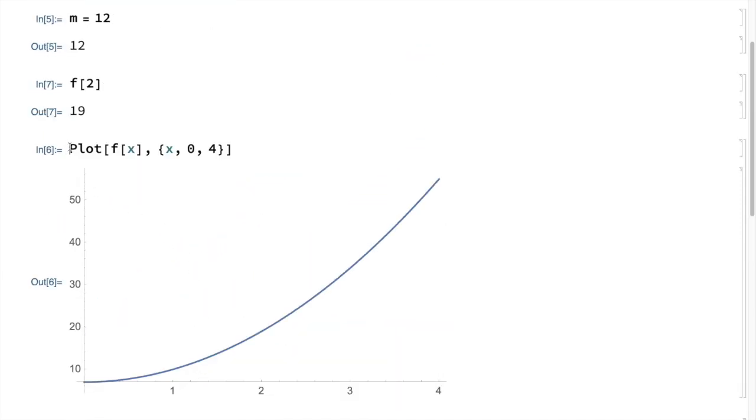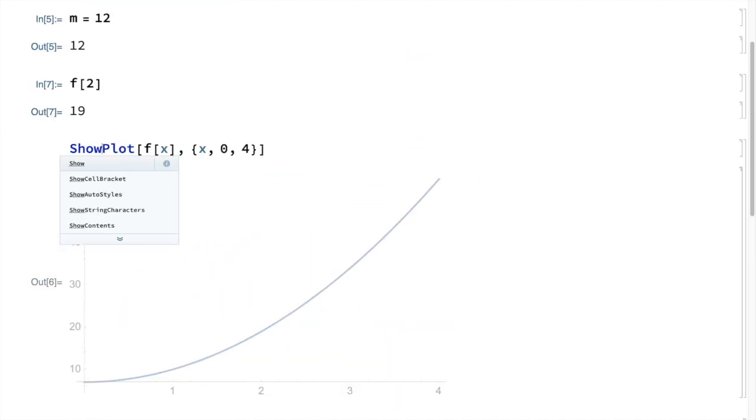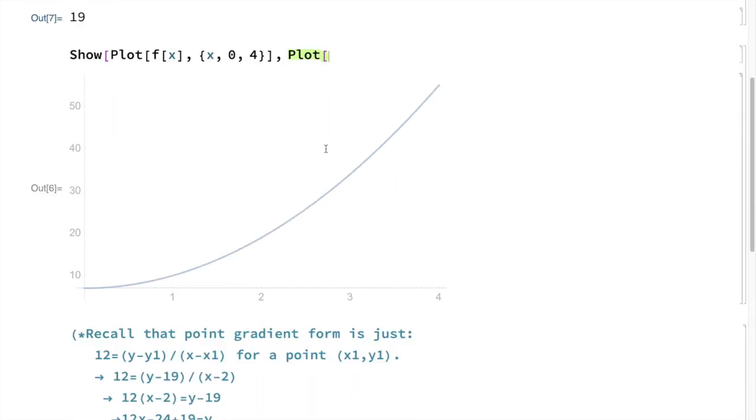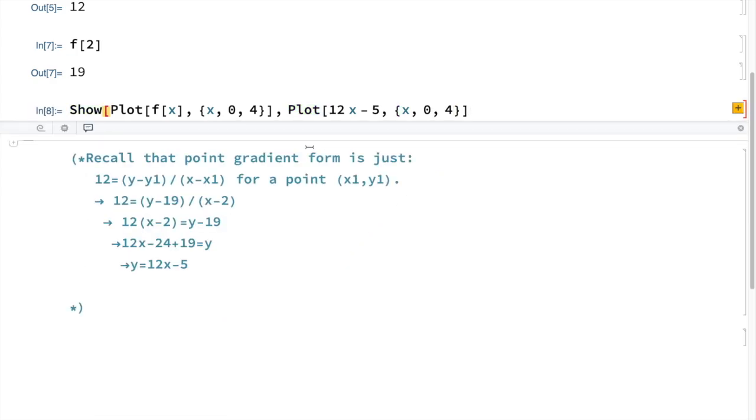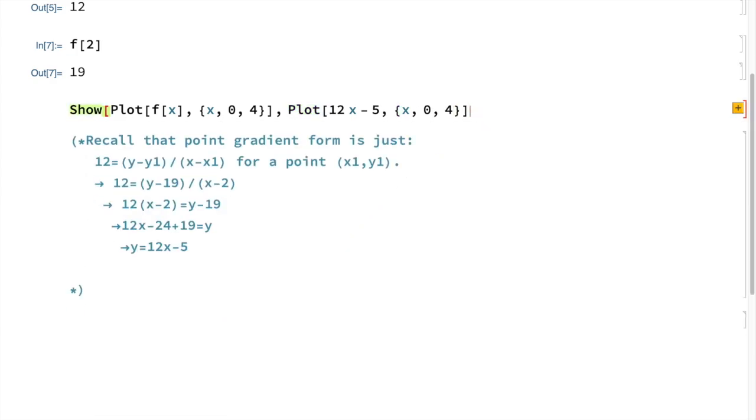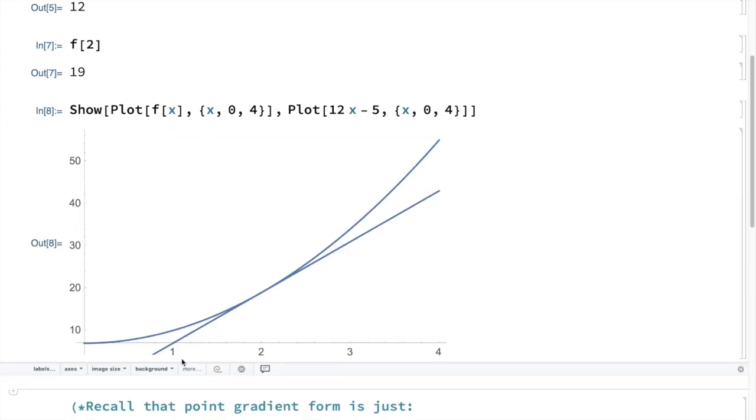Cool. Why don't we actually see that plotted right here? So why don't we show that, and let's plot 12x minus 5 from x 0 to 4. Oops, I need one more brace. Aha! And as you can see, I actually have my tangent line right at x is equal to 2.